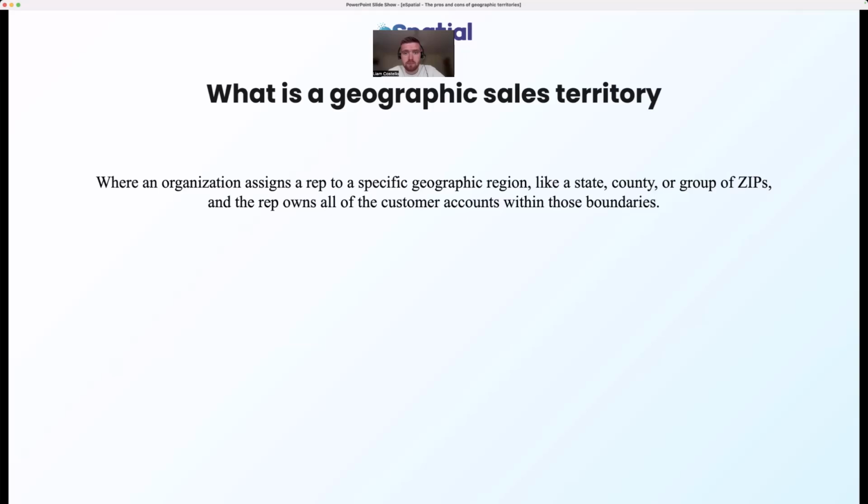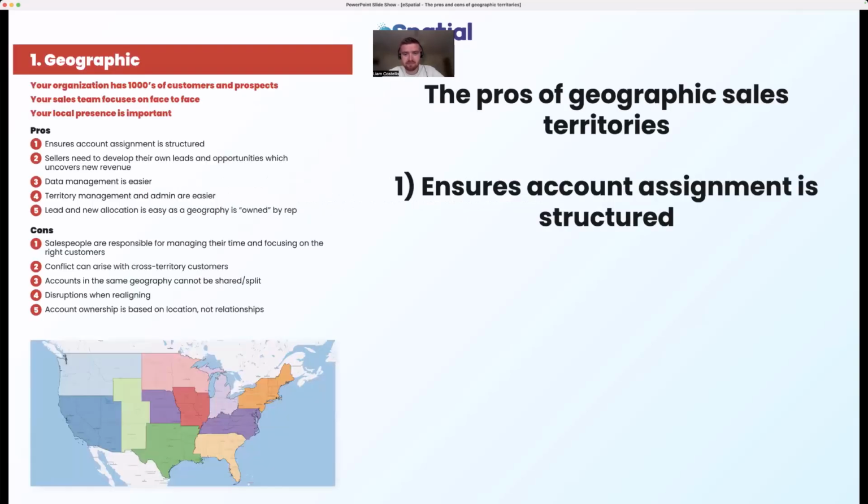Okay, and I think most people can picture what a geographic sales territory is. In the good old days, that was all done by physically sticking a map on a wall and drawing boundaries around it. So in terms of the pros, let's start with the pros of geographic sales territories, Liam. What's the first one?